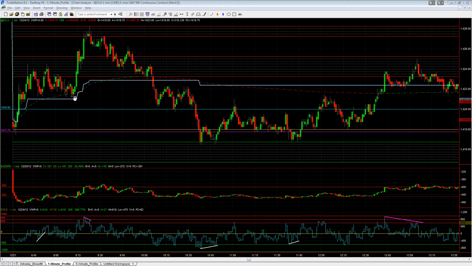And again, we're putting in this double bottom. It's not really going any lower. NYSE tick is not pushing any new lows.